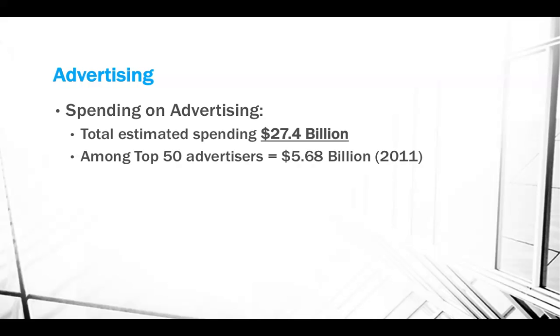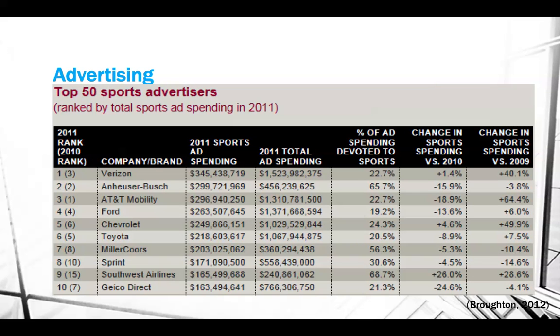So how about advertising? Well, how much is spent? It's estimated that $27.4 billion is spent on advertising in sport, and of these advertisers, 5.68 billion is spent by the top 50. And you can see in sport, what are the top 50 sport advertisers? I just wanted to give you an idea. You don't need to know any of this, but Verizon was one of the highest ranked in 2011. Anheuser-Busch number 2, AT&T, Ford, Chevrolet, Toyota.